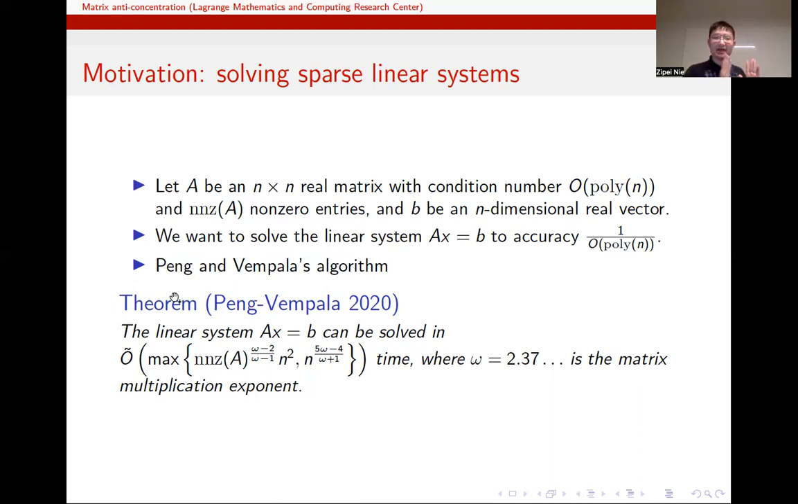And for the sparse linear system solver, the framework is that we have an n by n real matrix with condition number polynomial of n. And we want to solve the linear system up to accuracy 1 over a polynomial of n. And that's how we measure the bit complexity.